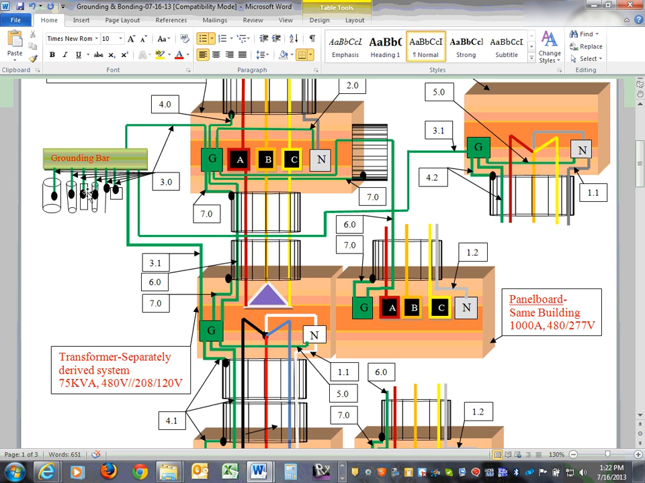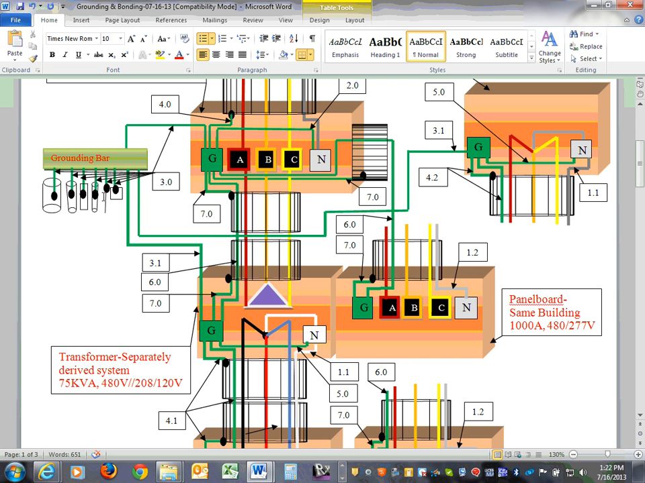What else? If you have concrete encased electrode, and your building is concrete also, the concrete beams, you're supposed to tie to it. But you only need one. So we, being engineered project guys, end up tying to at least 2 or 3 of them.